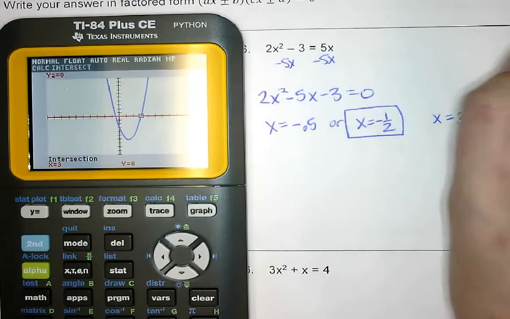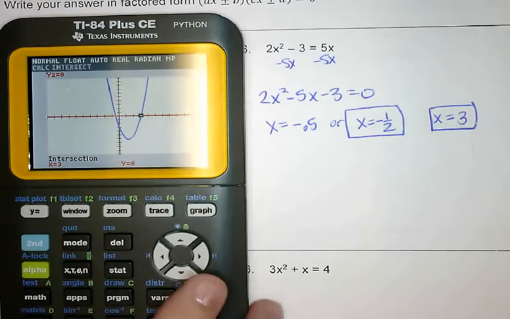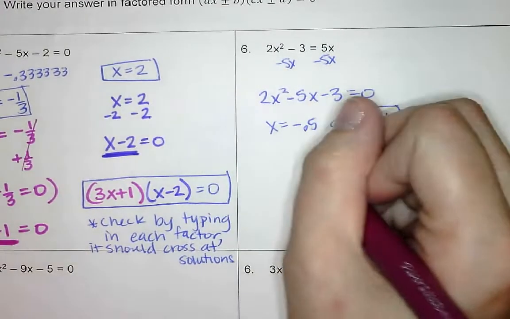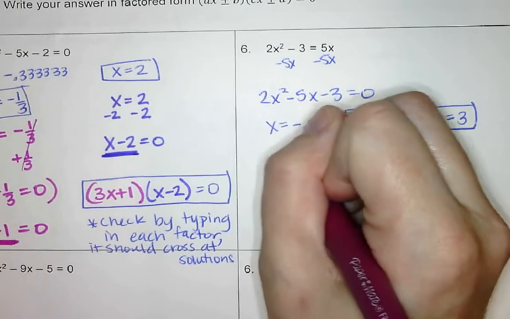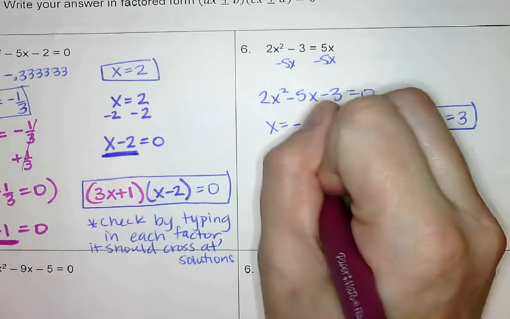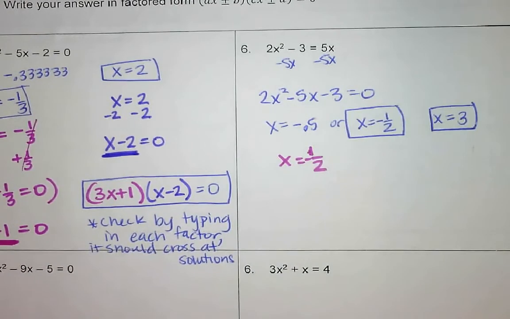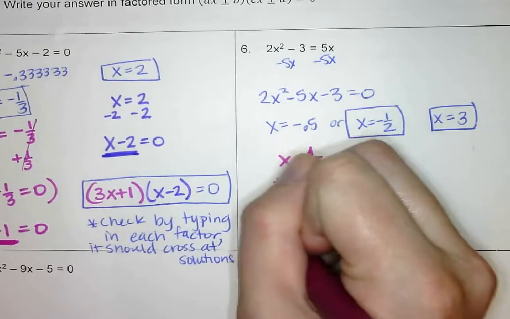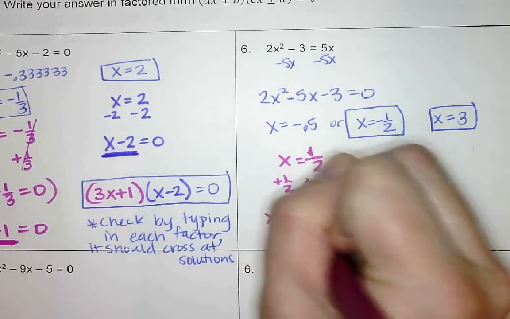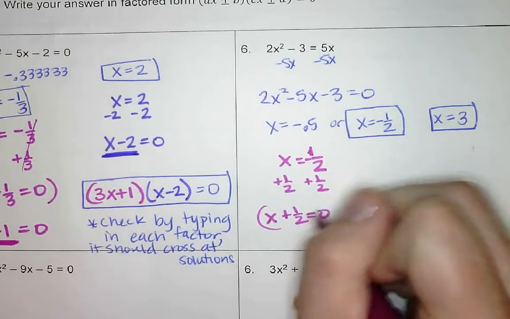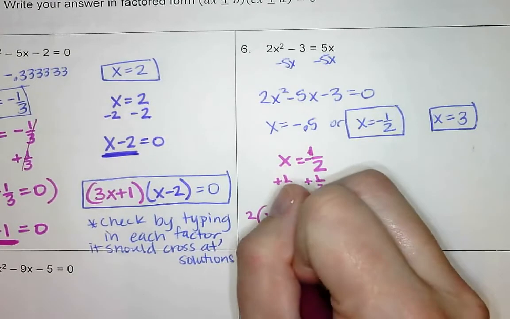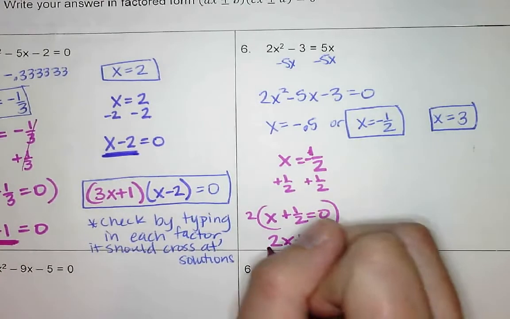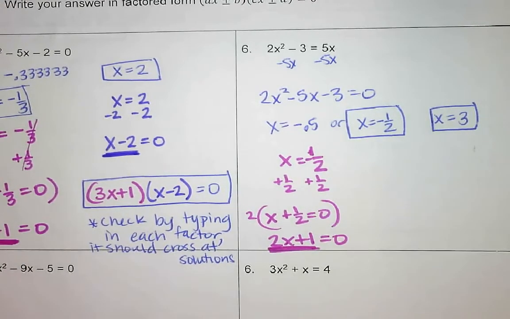So I'm going to add 1/2 to both sides. So x plus 1/2 is equal to 0. Multiply everything by 2. So one of my factors is 2x plus 1 is equal to 0. That's one factor. My other factor is significantly easier. X equals, that's supposed to be just a 3. But I'm going to subtract 3 from both sides. So we have x minus 3 equals 0.